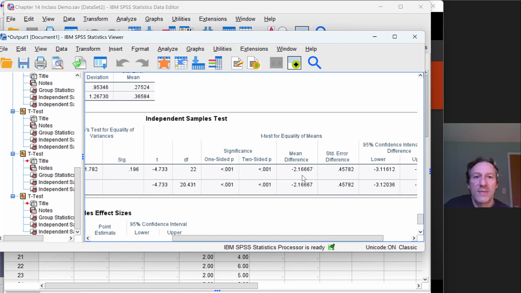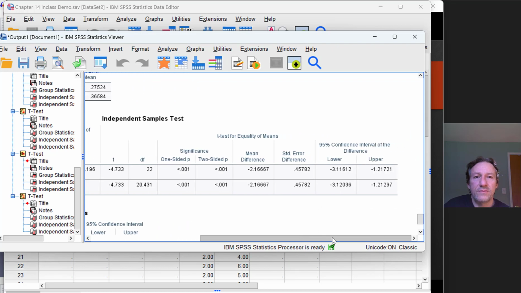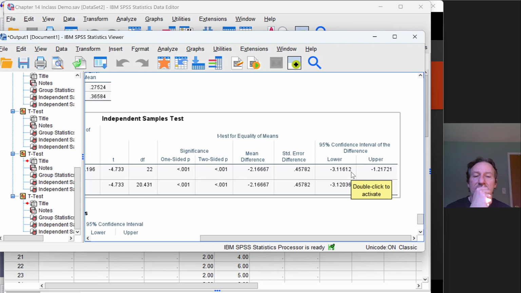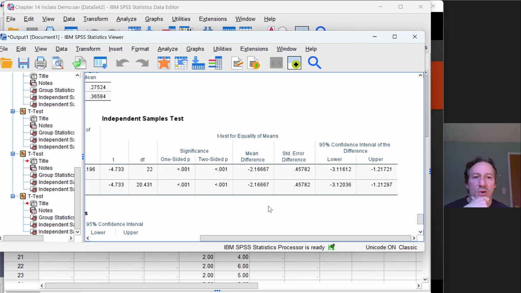It does list our mean difference. And then we get our confidence intervals. So our mean difference is a 2.1. We are 95% certain that the mean difference, if we kept running it over and over, is somewhere between a 3.1 and a 1.2. So that's pretty narrowed in. We got our 2.1 and a 3 and a 1. Those are pretty close together. So we got pretty good confidence intervals on that.